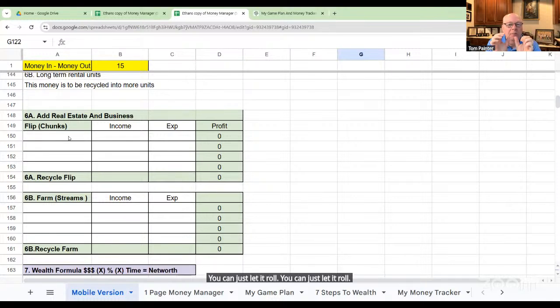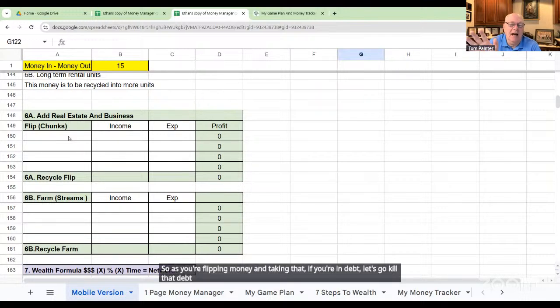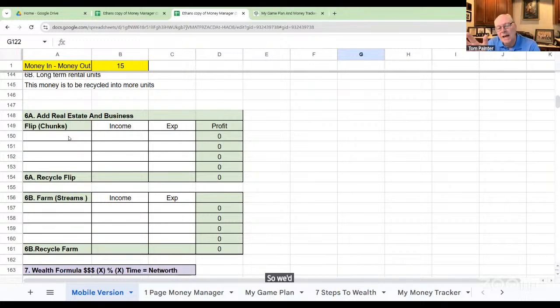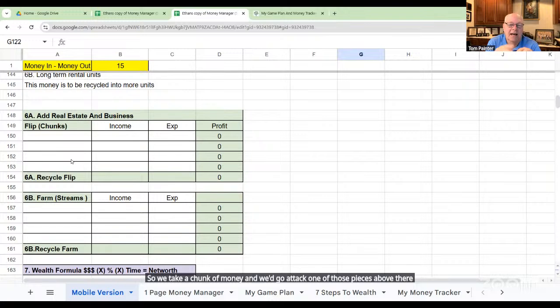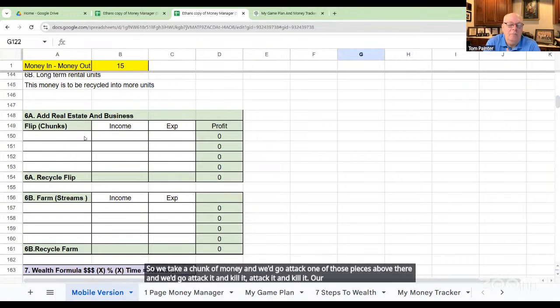So as you're flipping and taking that money, if you're in debt, let's go kill that debt. The first thing is let's get you out of stupid debt. So we'd take that chunk of money and go attack one of those pieces above there, attack it and kill it, attack it and kill it. Our goal is to get you out of personal debt.